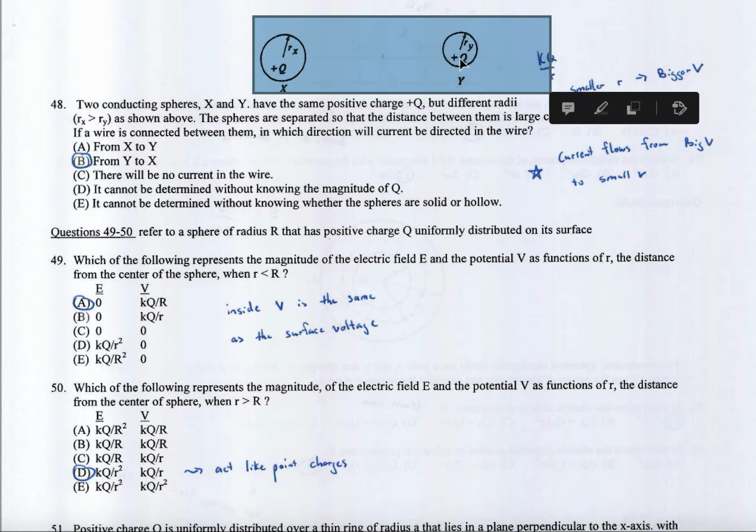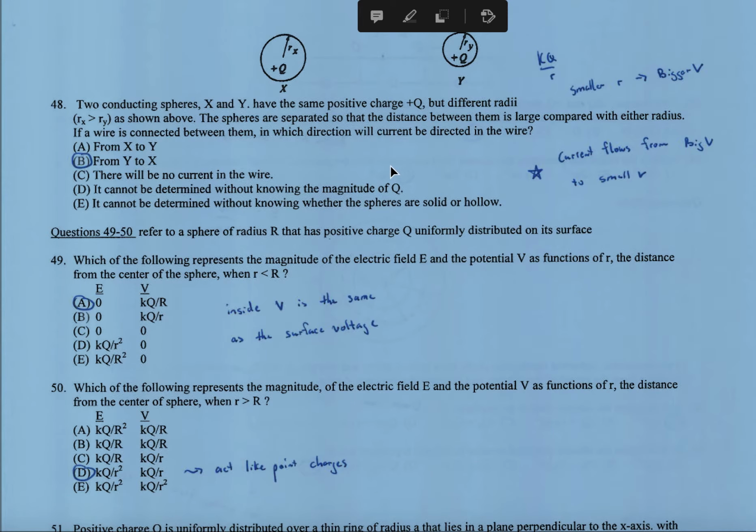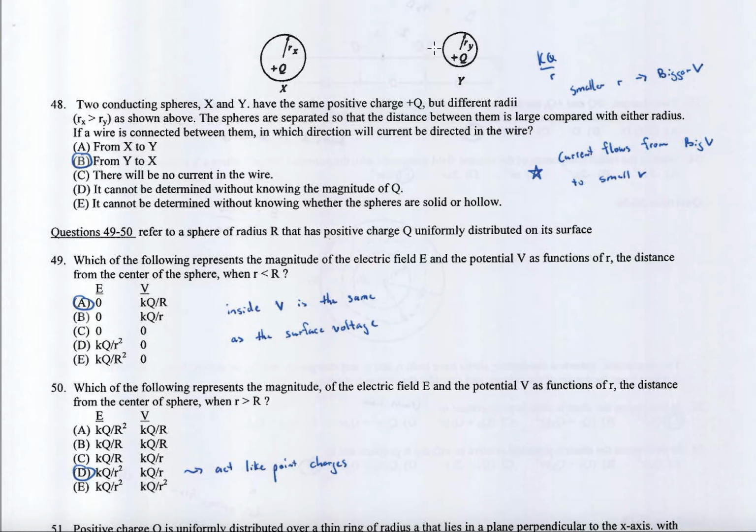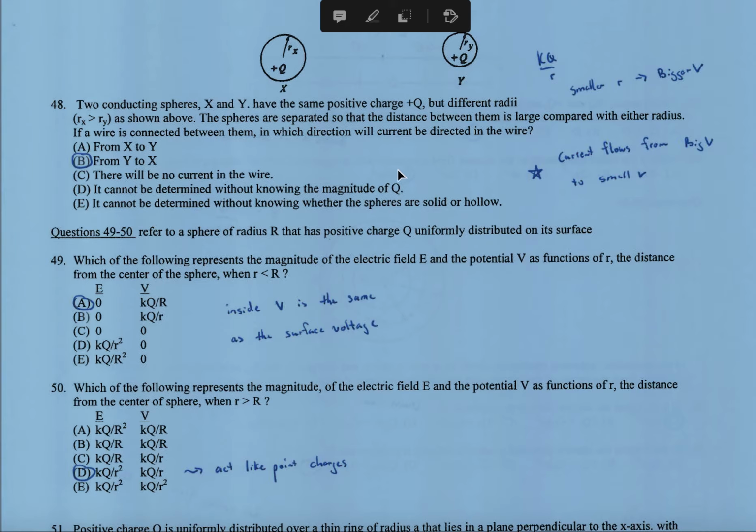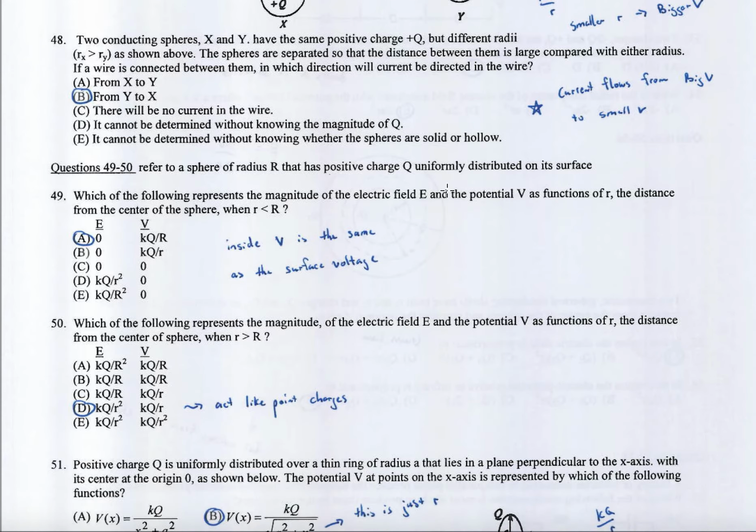Well, current is going to go from Y to X. It's going to flow from a high voltage to a low voltage. Again, it's kind of like the reverse of the other questions. If we have an imbalance of voltage, 10 volts and 6 volts, we know it's going to go from the 10 to the 6. And again, current is always the flow of positive charge. Current flows from big voltages to small voltages.